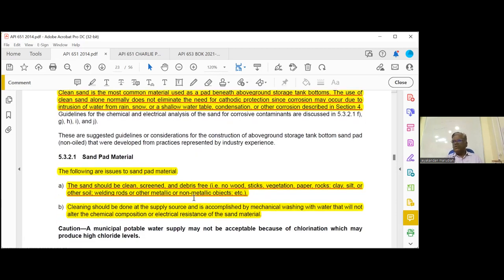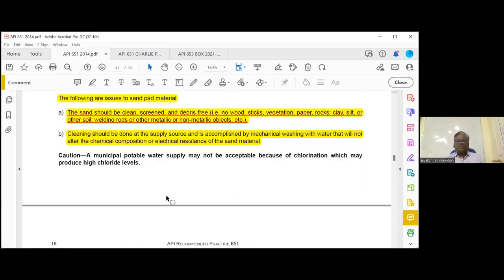Sand pad material. How are we preparing the sand pad? The sand should be clean, screened, and debris free. No wood, sticks, vegetation, paper, rocks, clay, all these things. And for compaction, they will add some cement. 33:1, 33% sand, 1% cement, Portland cement, so that the pad will be compact.